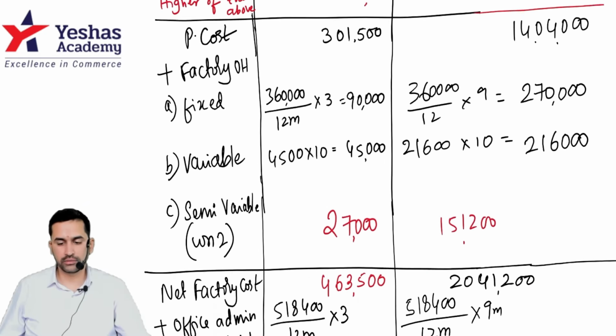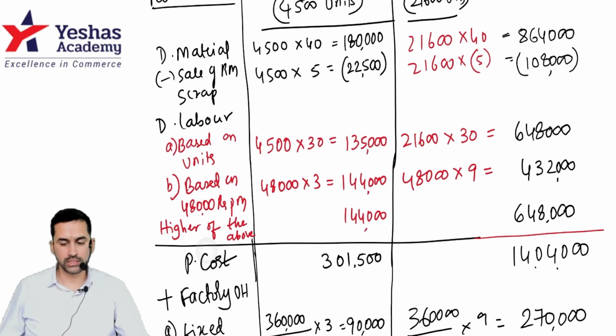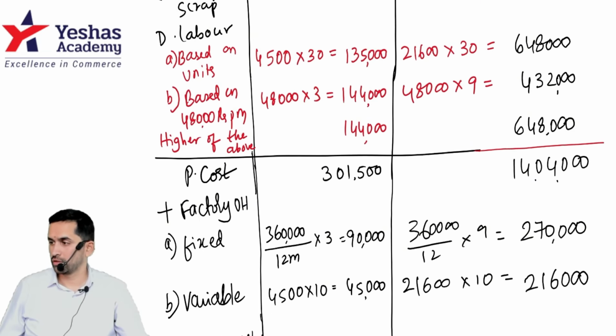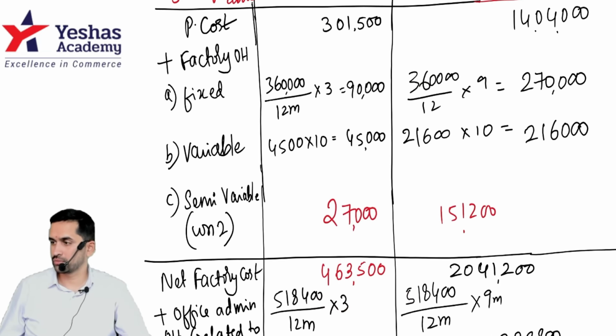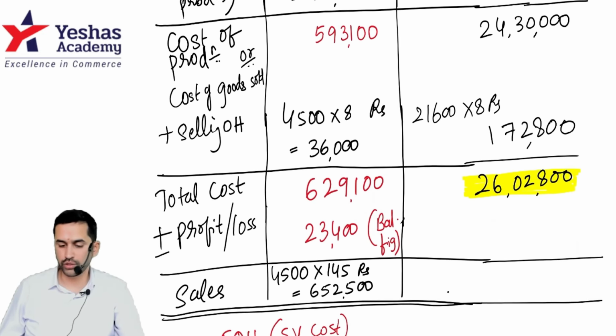Anybody getting a different answer? Let me know. This prime cost workings is factory overhead and net factory cost. Then office admin, selling, distribution. If you add 2602,800. Right. Now the last thing is we have to add profit and fix the price.